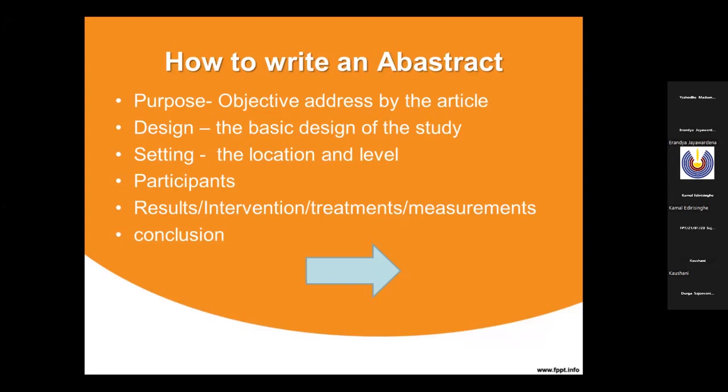All the details you have to mention in the abstract within very few words. The abstract is one forum, one dissemination part, showing the whole picture of your research. So normally within 250 or sometimes 400 limited words, you have to write the abstract.